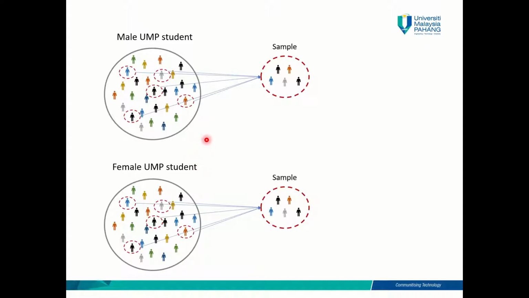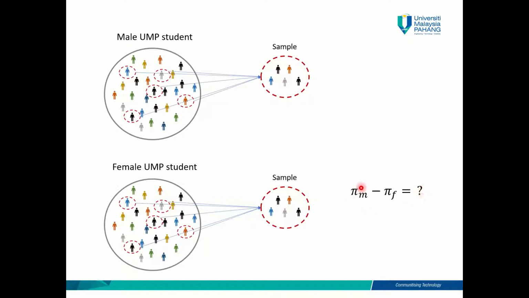In this case I am interested to compare the differences between these two populations. I don't just want to know what is the pie for male and what is the pie for female, but I actually want to know the differences between these two populations. What is the difference between the population proportion of male UMP students who had been infected with COVID-19 and the population proportion of female UMP students who had been infected by COVID-19? So this is the big question.